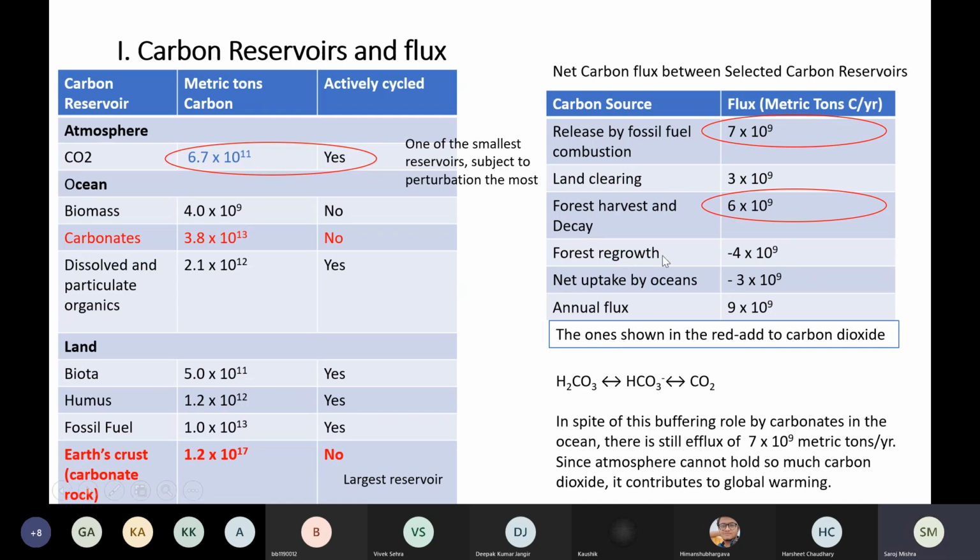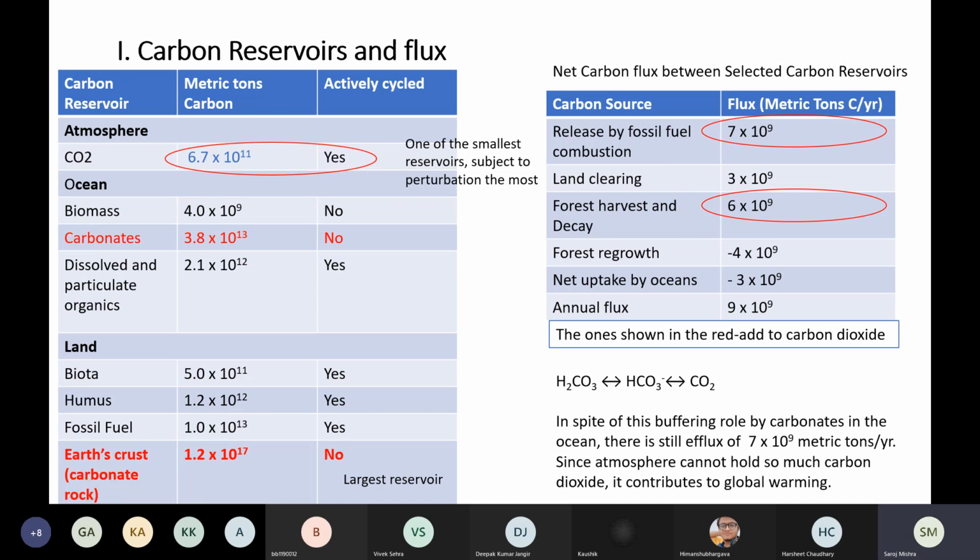Okay, so forest regrowth, uptake by the ocean, etc., do not contribute to the accumulation of carbon dioxide. What contributes to accumulation of CO2 in the environment is the fossil fuel burning, as well as the harvests which are taken and decay of organic matter.